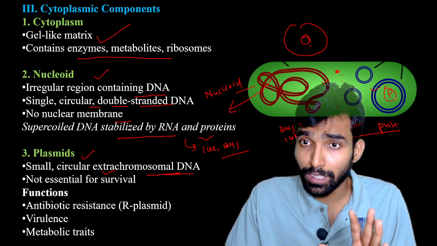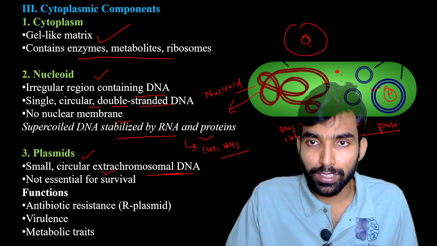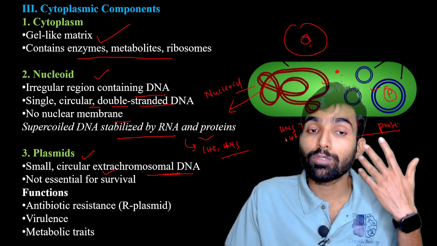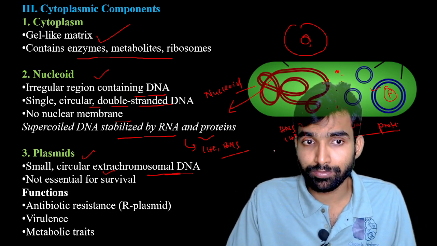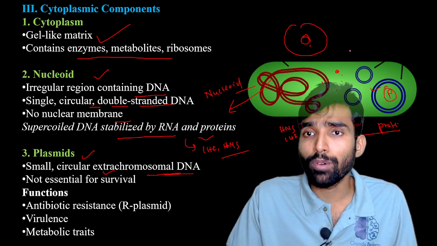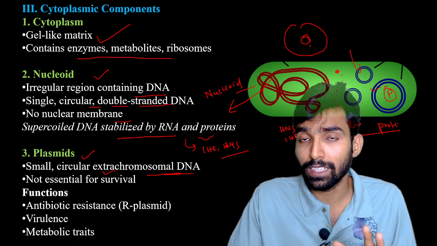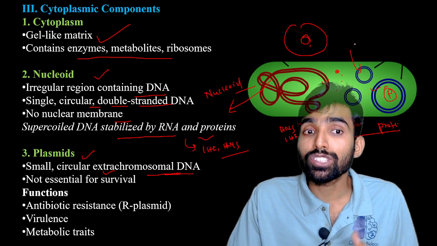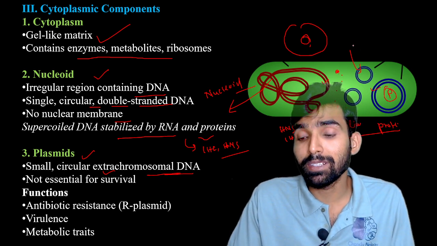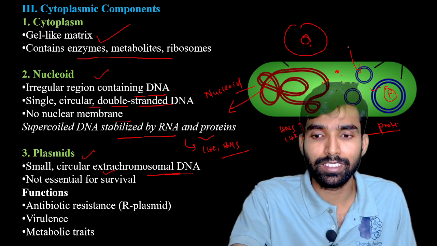Not essential for survival, but it actually provides a lot of benefit. Let's say it provides antibiotic resistance, virulence factors, as well as some metabolic traits. Let's say if you add some kanamycin, and the bacteria has a kanamycin-resistant plasmid, then what will happen? The bacteria will survive. So it's just for some extra benefit to the bacteria, but not essential.